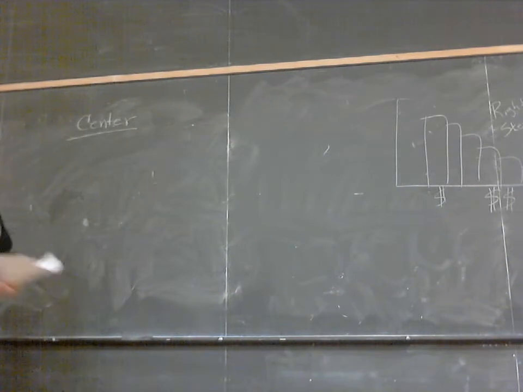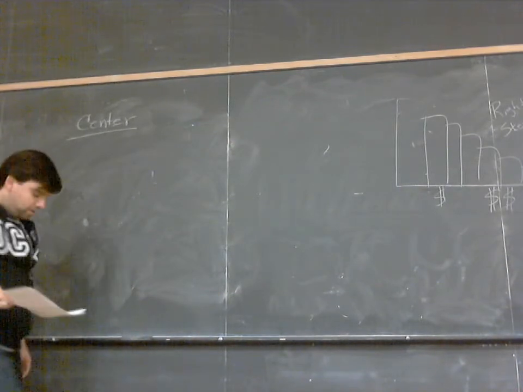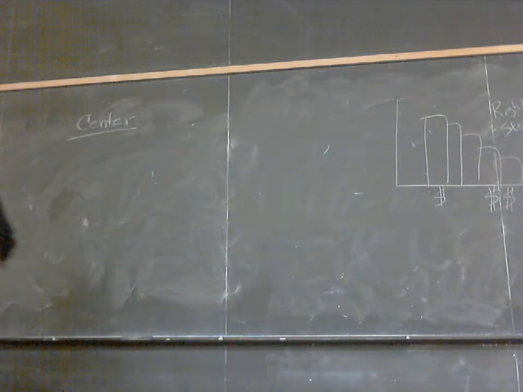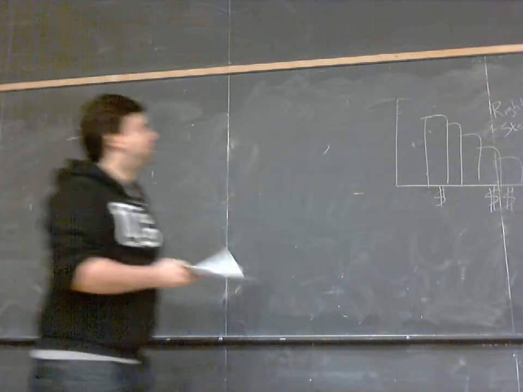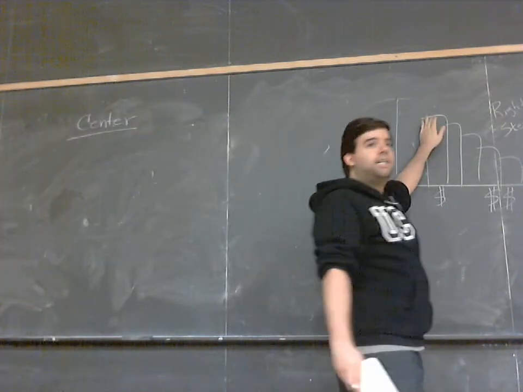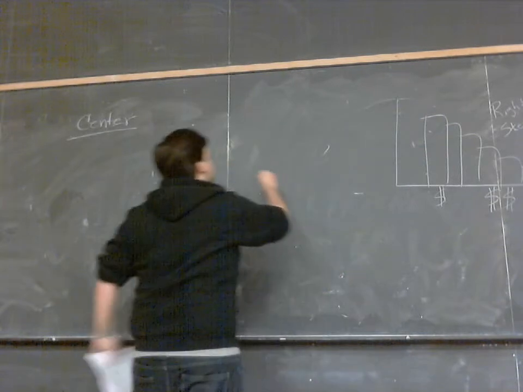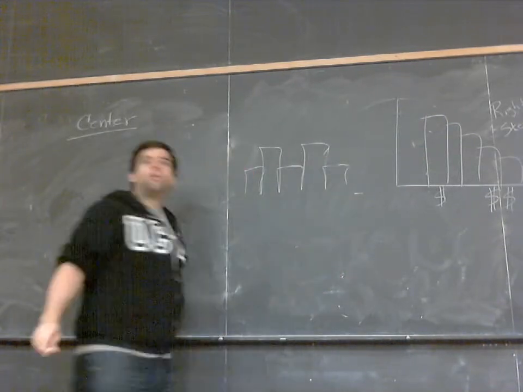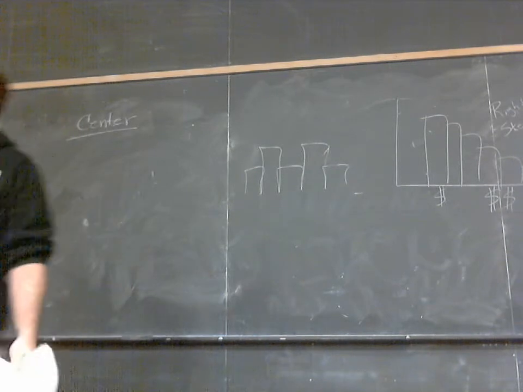What were our two measures of center of a distribution? Unimodal and bimodal describe how many peaks the distribution has. Remember, the tallest bar in a distribution is its mode. So something like this that has two peaks we'd call bimodal. But that's not measuring the center.